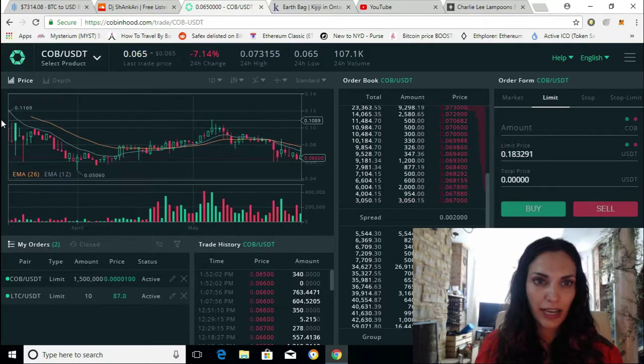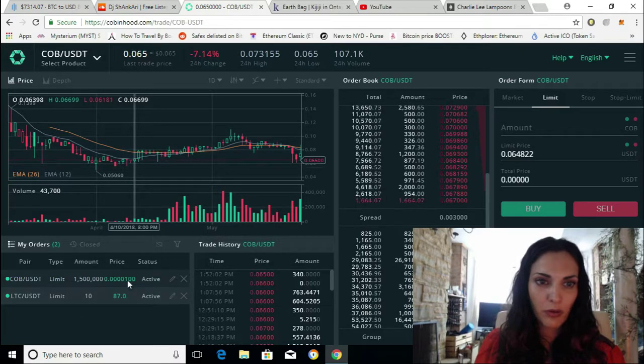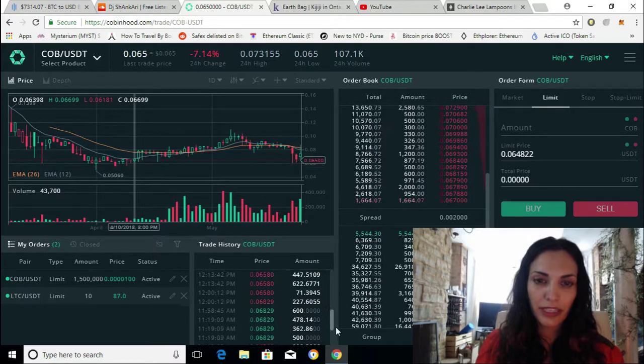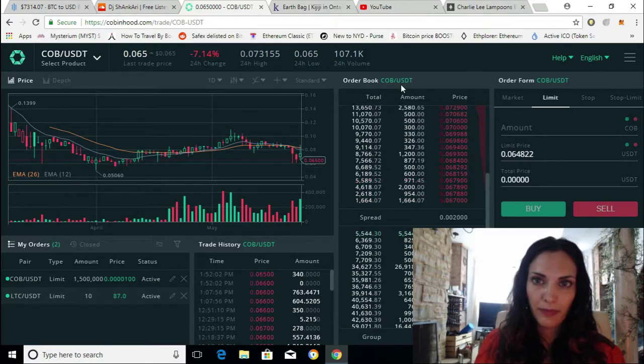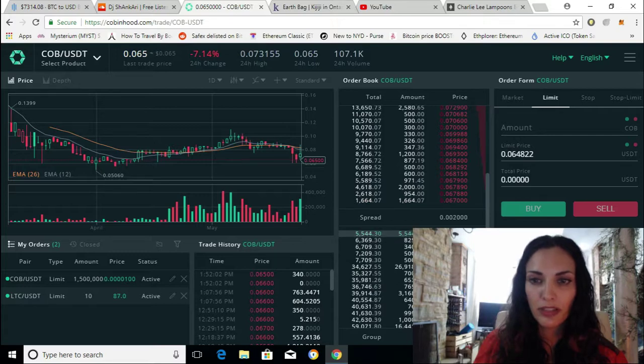So here is the chart. You can click and drag it. I have mine set to 1 day candlesticks, but you can set it to whatever you'd like. Here are my orders, so these are the orders that I have. This is the trade history of what's going on right now. And then right here, this is the order book. The red is for sale, and the green is bids, people who want to buy.